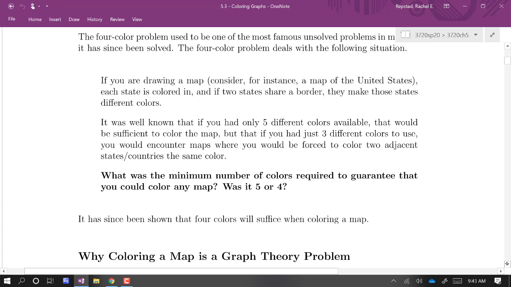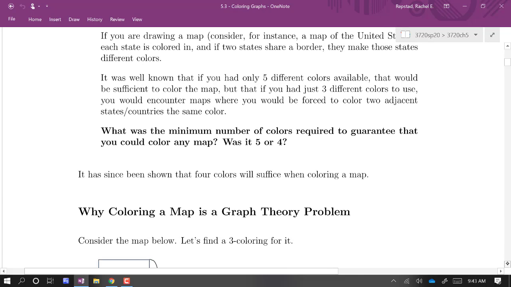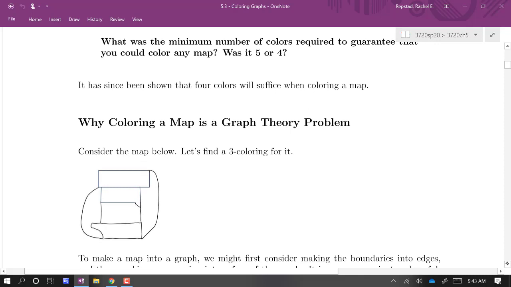So coloring a map is a graph theory problem, and here's why. So here's a map, right? I've got some regions and boundaries. We can find a 3-coloring for it. That means that we can color this with 3 colors where no 2 bordering states or regions have the same color. So I'll say my colors are red, blue, and green. One way to do this is to just color the 2 side regions red and then alternate in the middle between blue and green. Right, so that will suffice.